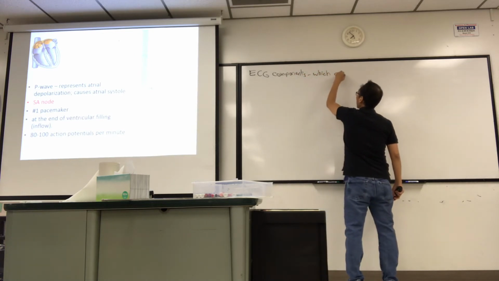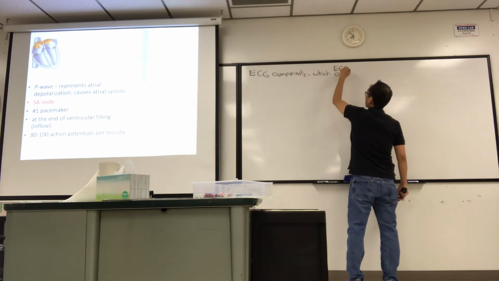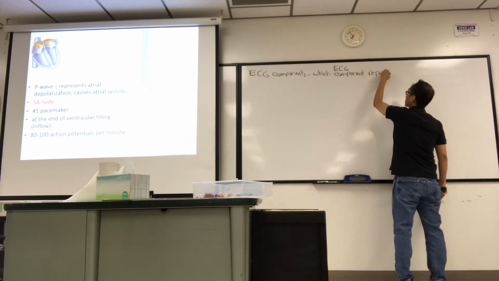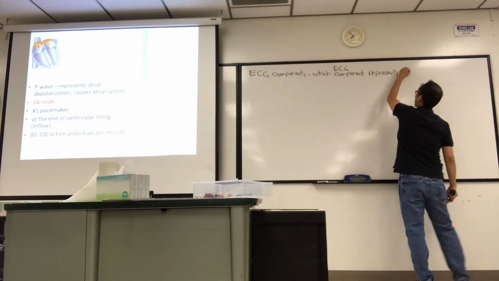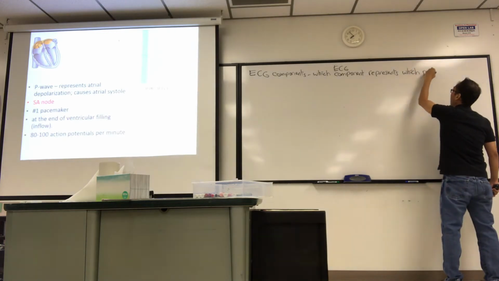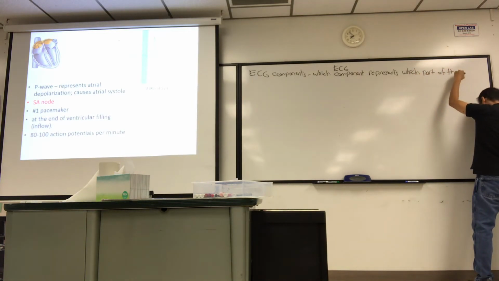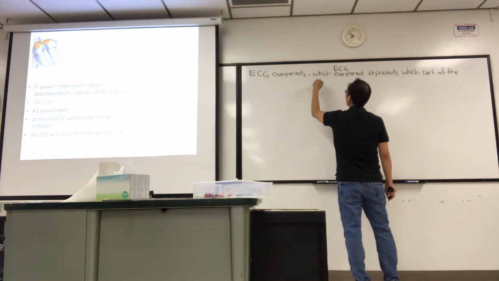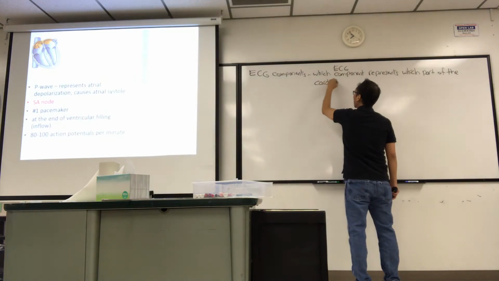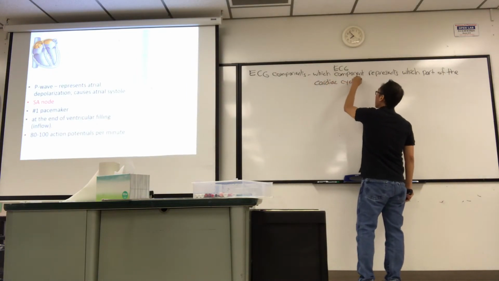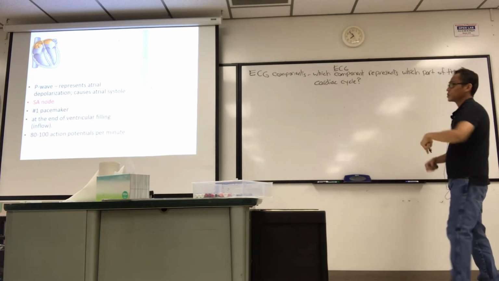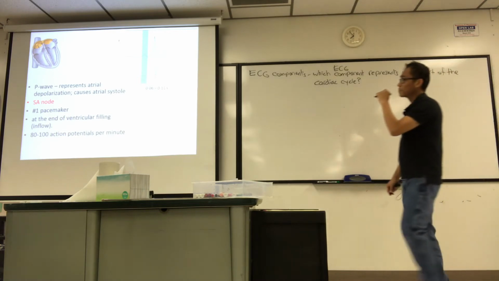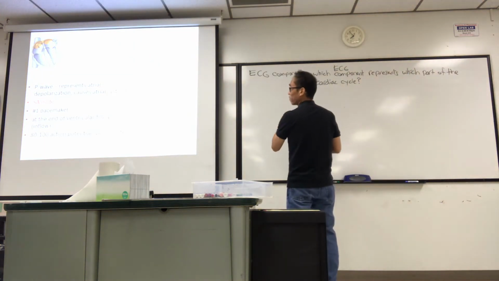Which ECG component represents which part of the cardiac cycle? And in the lab, you'll try to measure all these ECG components. So I want to start with this P wave here.